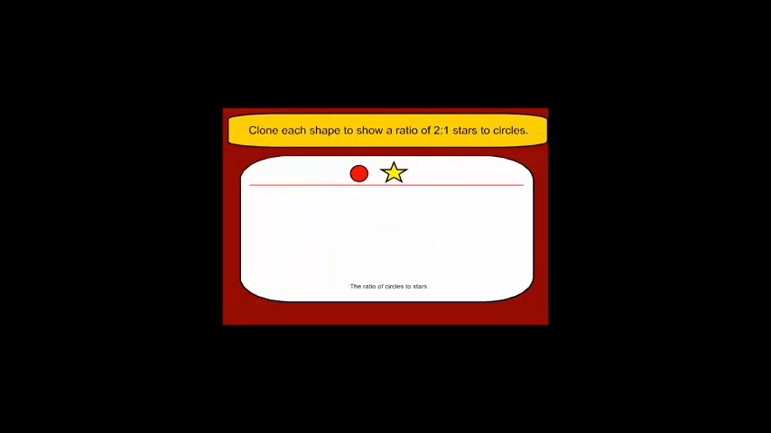Okay, so we're going to clone these shapes to show a ratio of 2 to 1, stars to circles. That means for every 2 stars, there is 1 circle. That's a ratio of 2 to 1, stars to circles. Now that's only one possible solution. There's actually an infinite amount of solutions for this, because another way I could represent 2 to 1, that's a 2 to 1 ratio. I have 4 stars for every 2 circles. Well, that simplifies to 2 to 1.